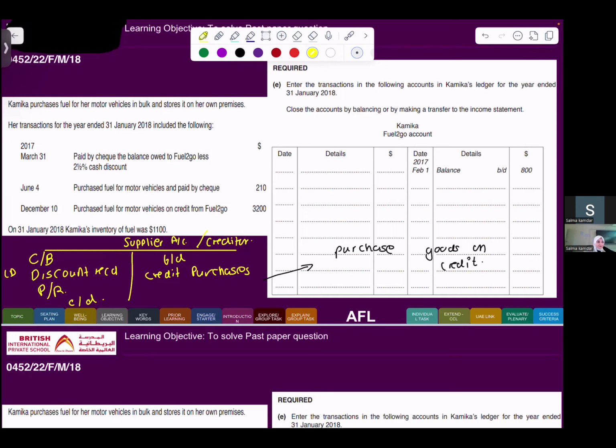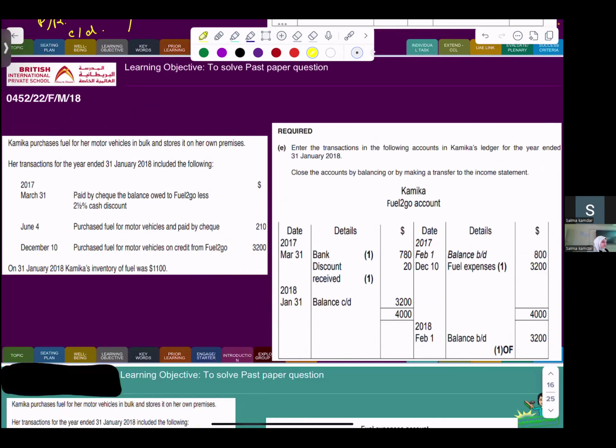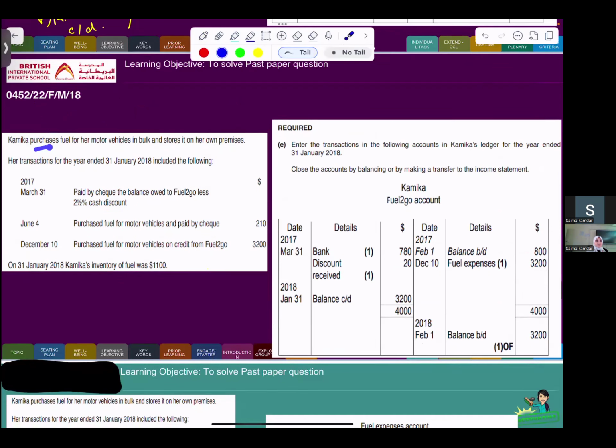Now, keeping this in mind, let's see this. Kamika purchases fuel in bulk. Her transactions are as follows. So Kamika is the one who is purchasing, so it's here in the books of Kamika. And we're asked to make the Fuel To Go account. That means Kamika is purchasing from Fuel To Go. It means Fuel To Go is the supplier.